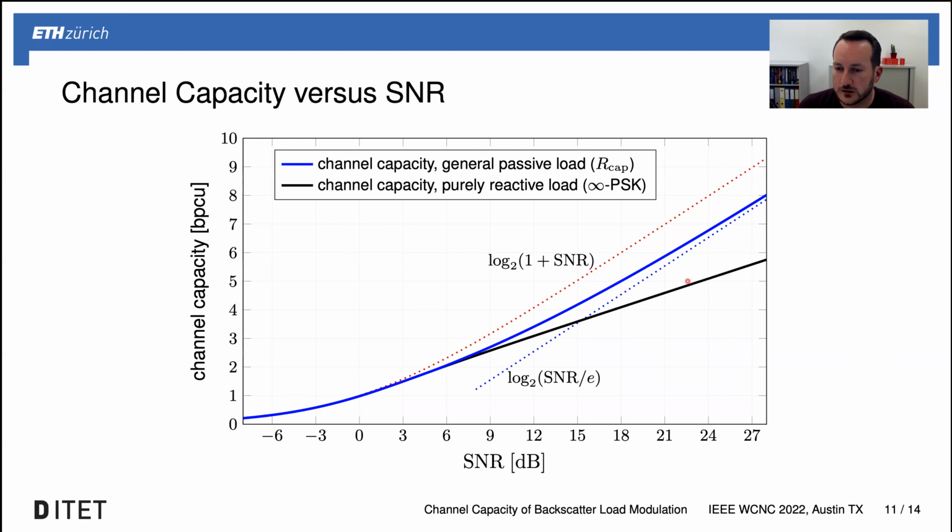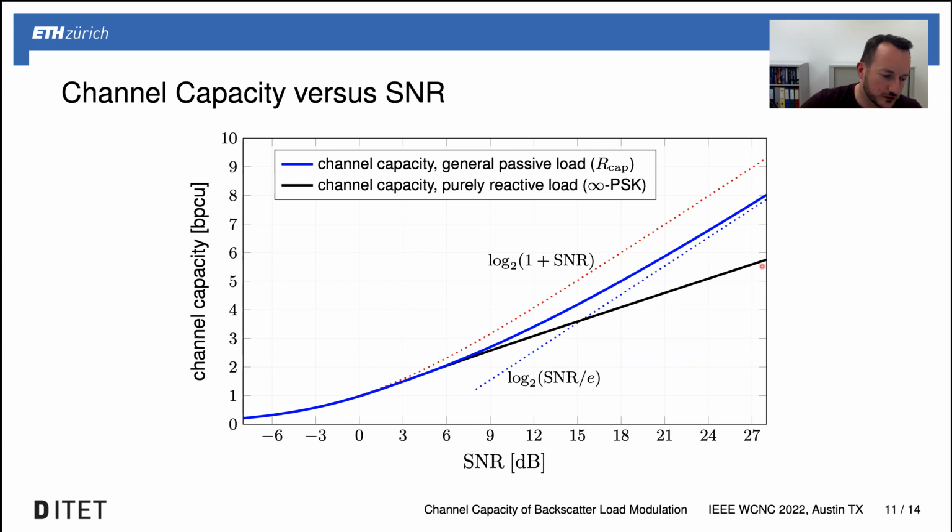The black curve has a pre-log factor of 1/2 because we only use the unit circle. We don't go inside the unit disk. In terms of circuits, that means we just use the load reactance, but we don't add any resistance so we do not enter the unit disk. And that means we throw away basically half the degrees of freedom, so we get a pre-log factor of 1/2.